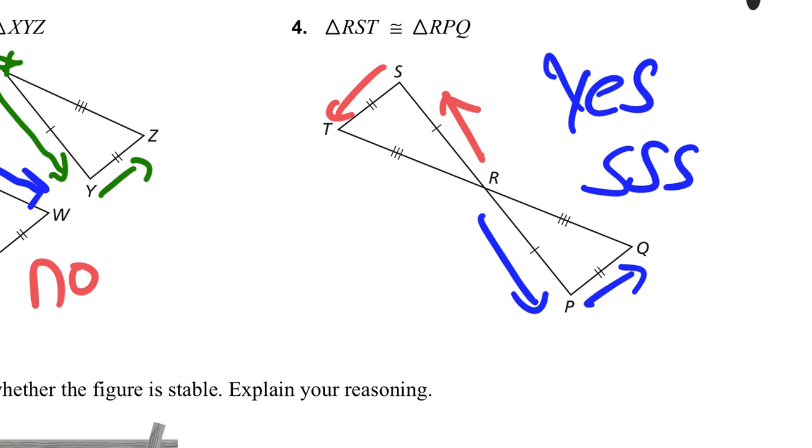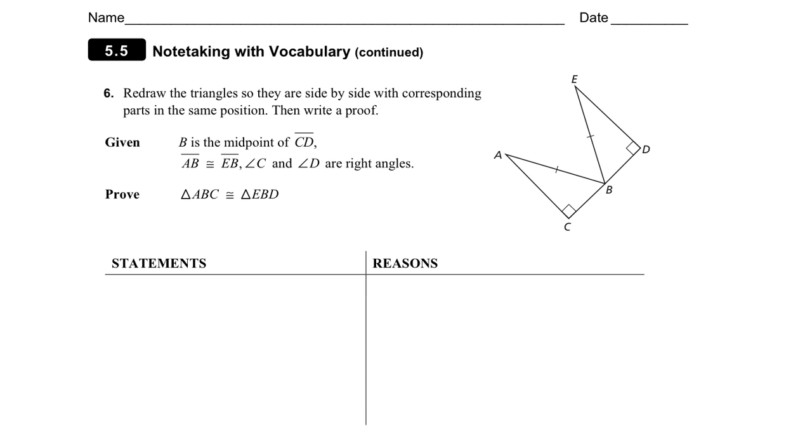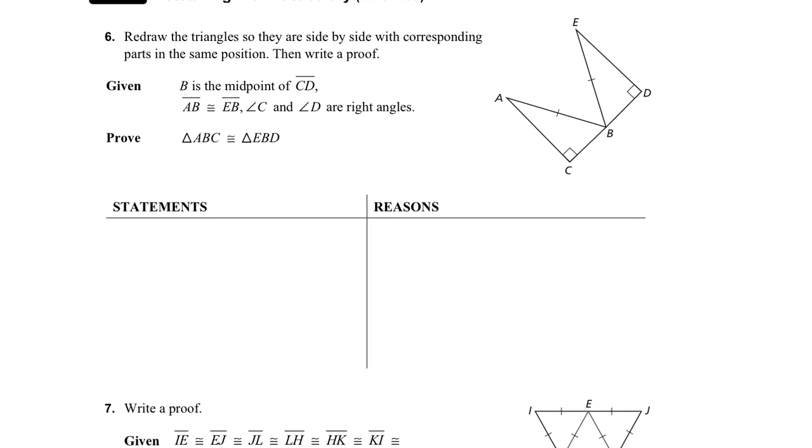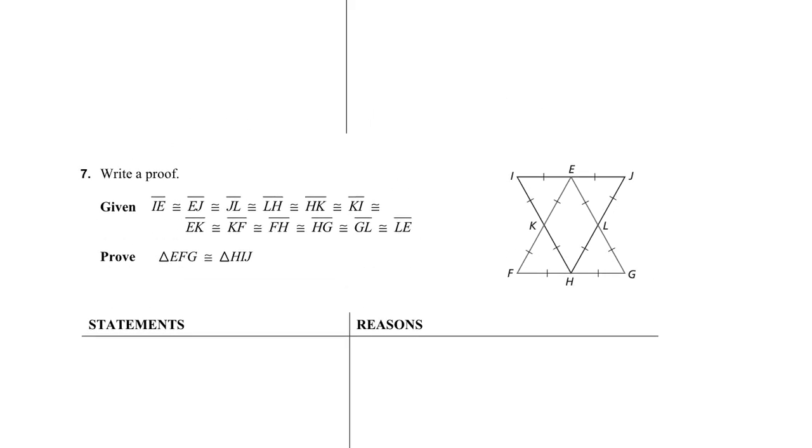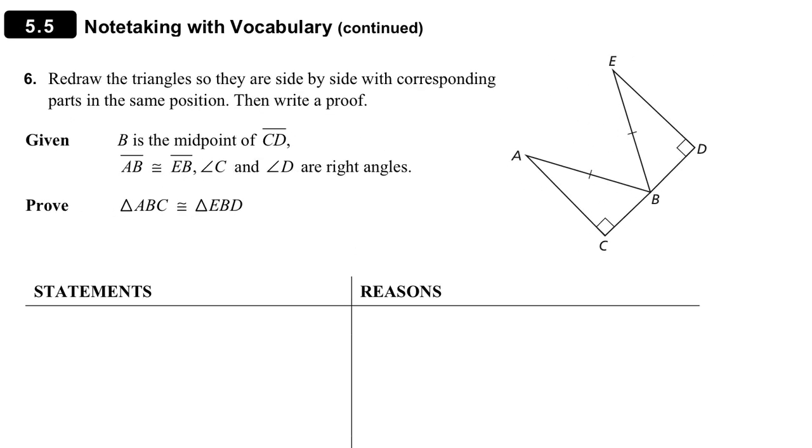All right, we're gonna skip number 5. We don't really talk about things being stable. Some schools do, but we're not going to do that. So we're going to skip number 5, and we're just going to do one proof. We are going to do number 6, because number 7 is just a lot of tedious writing, and we could do 7, but I just want to focus on number 6 right now.